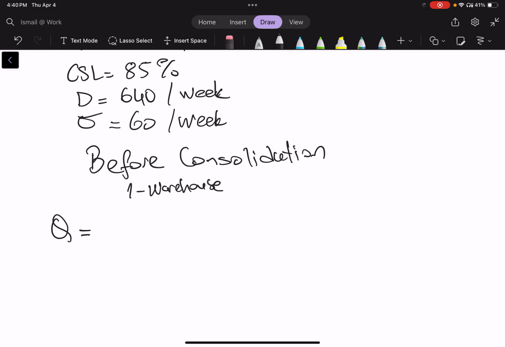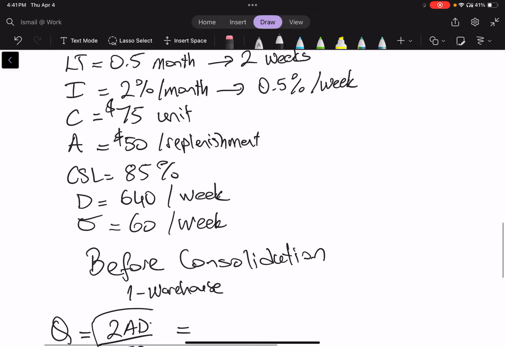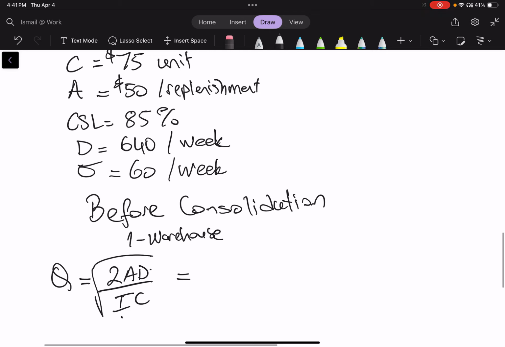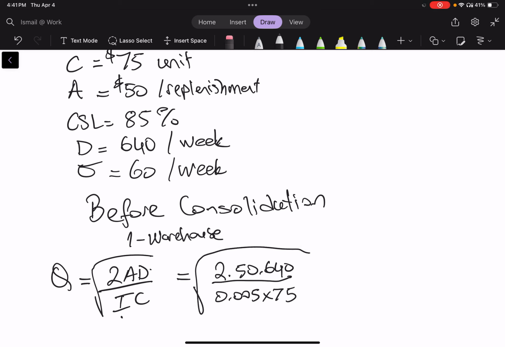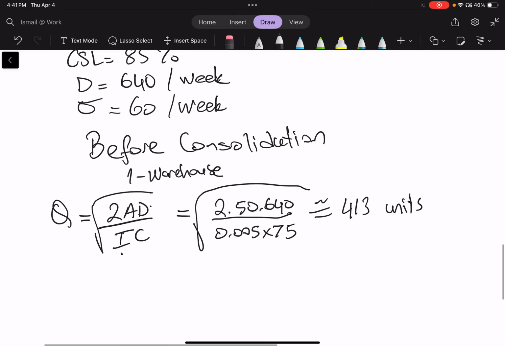So let's start with the Q. That is square root of 2AD over I times C. Remember, I and D need to be time consistent, and I have everything in weeks, so I'm going to just go ahead and use that. 2 times 50 times demand 640 divided by 0.005, that is 0.5% per week, times 75, right? And if I take the square root of that number, that is approximately equal to 413 units, right? So whenever I order, I need to order 413 units, right?